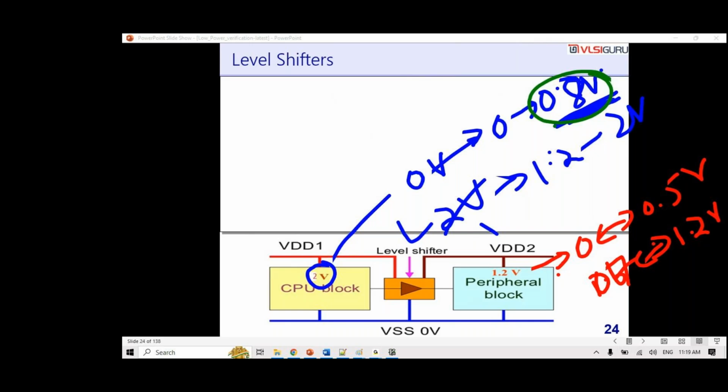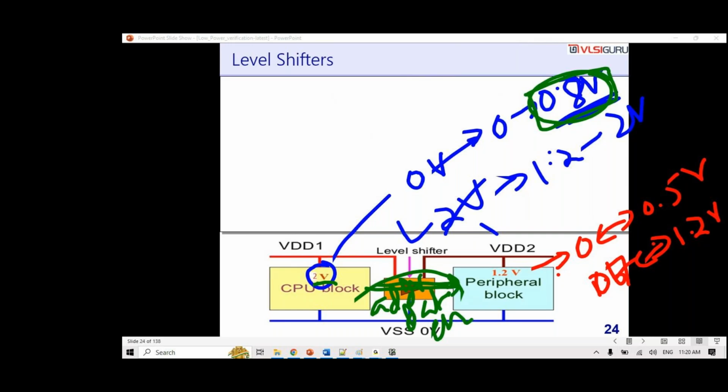But in the real chip, whatever happens is the current flow only. Everything that is happening inside the chip is a current flow. The capacitor is getting charged, the capacitor is getting discharged. So it all comes down to the current flow and the voltage getting changed. Okay, so in that case, what could happen? When a signal is moving from this domain to this domain, what is the signal? It could be an address signal, a data signal, or an enable signal, which is going from CPU to peripheral block, right?